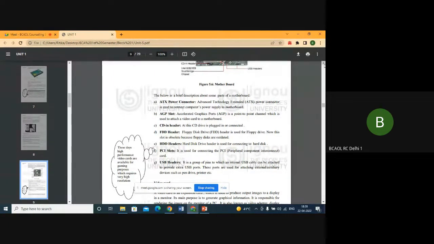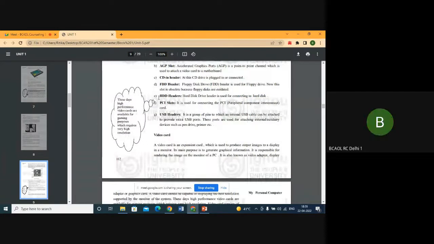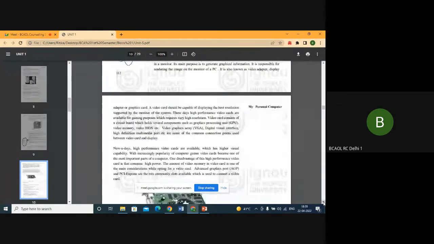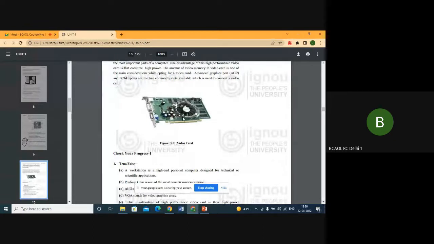PCI slots are extra slots which are given to you, right? Where you can connect more components like a LAN card and all that. Then you have USB headers. It is a group of pins to which internal USB cables can be attached to provide extra USB ports. So these are there. Then you can also attach a video card, right? A video card also is there. So these are the different devices, and you can attach this video card in the AGP.